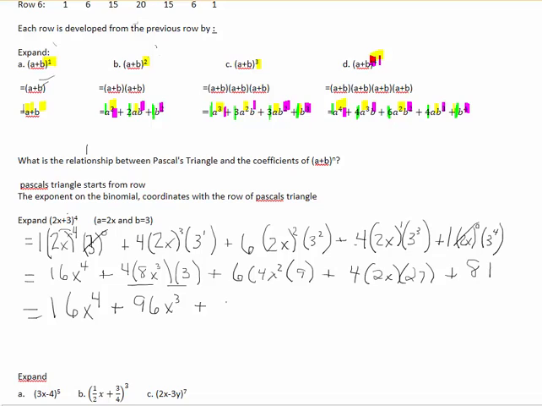6 times 4 times 9 is 216 x squared. Multiply all of those out, it gives us 216 as well. X plus 81. And we check to see our exponents are going 4, 3, 2, 1. And our numbers are there, and we are all done that question.